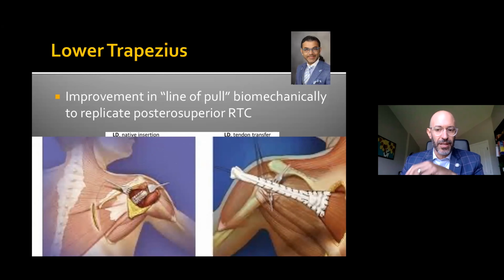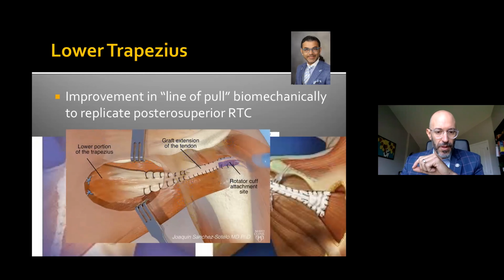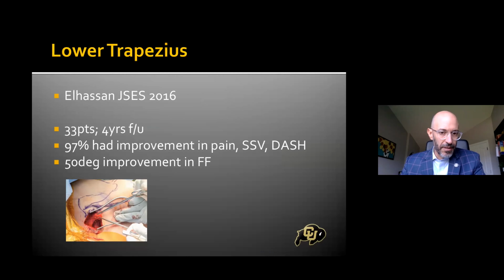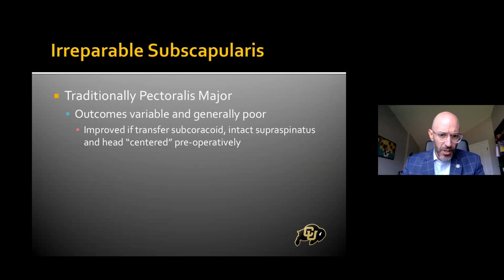This is what it looks like. So a small mini incision over the back of the shoulder. We add an interposition graft, be it a hamstring autograft, or most of us use an Achilles allograft through the posterior open incision, and then hook that up arthroscopically to the rotator cuff. And this has shown excellent results, though the literature is somewhat limited. Elhassan published on 33 patients. He showed 97% improvement overall and 50-degree improvement in forward flexion. So really nice results. What about the subscapularis?